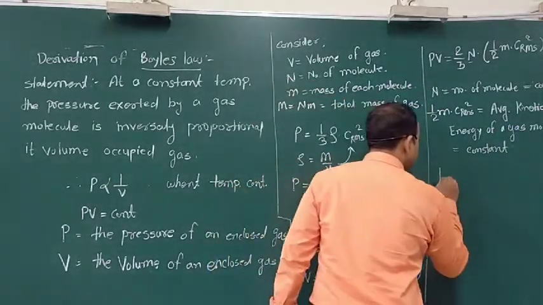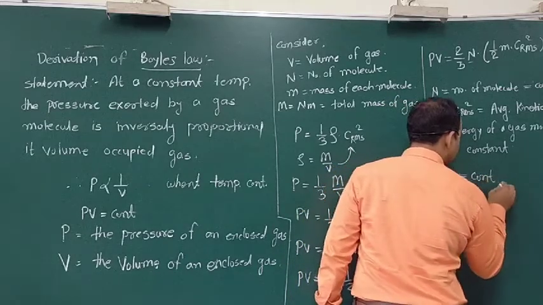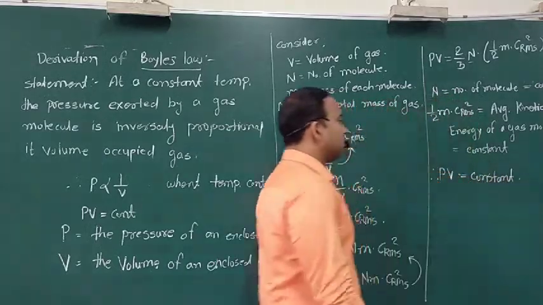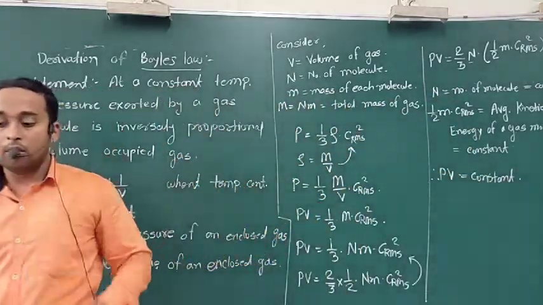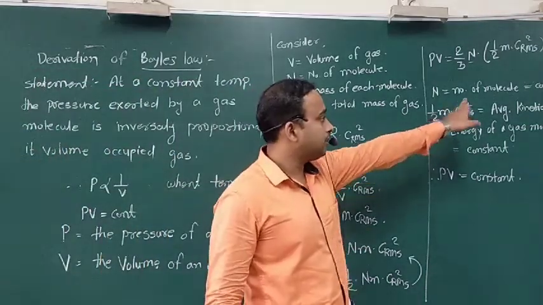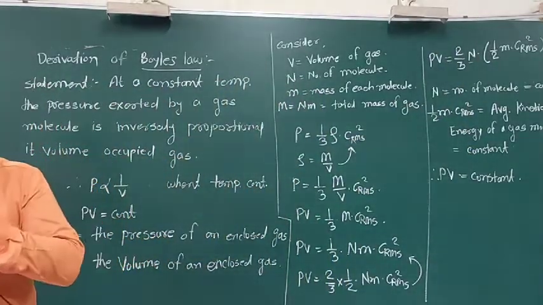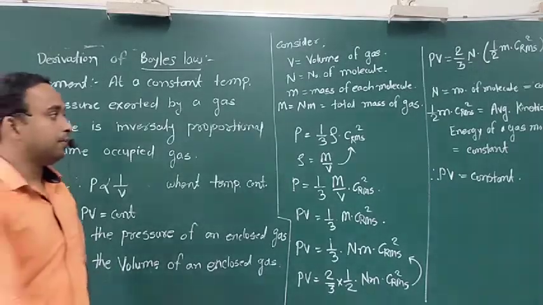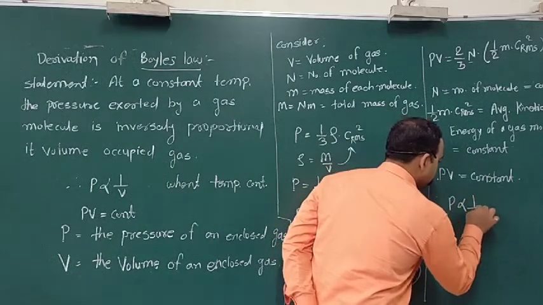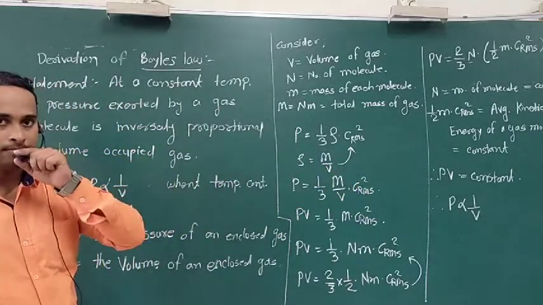So therefore PV is equal to constant. Okay. So see here, the average kinetic energy of a gas molecule is constant at constant temperature. So PV is equal to constant. Therefore we can write P is inversely proportional to volume. Hence Boyle's law is derived.